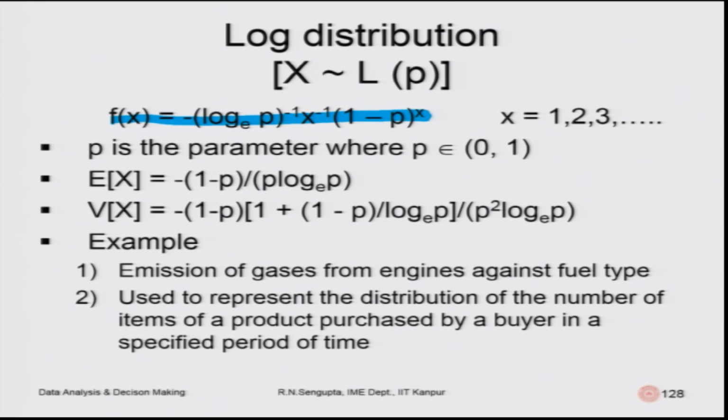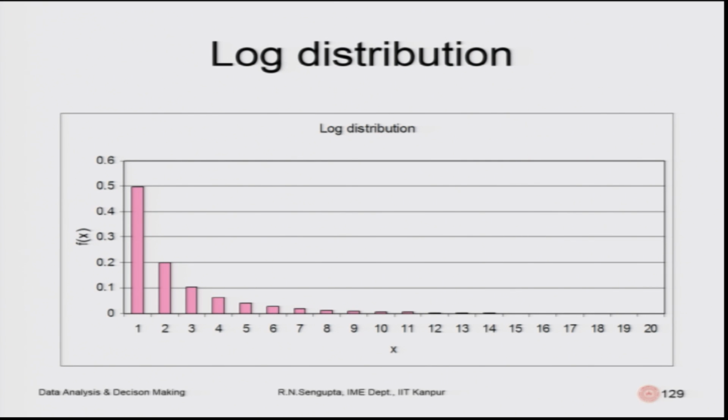So, what are the examples where the log distributions are used? Do not confuse this with the log normal distribution which you are going to do later on; it is log distribution only. Examples are emission of gases from engines against fuel type, where you want to find out the emissions and you can use the log distribution. They are also used to represent the distribution of the number of items of a product purchased by a buyer in a specified period of time. Based on that, you can use log distribution for our case. The log distribution for some specific values looks like this, where on the x axis you have the realized values and along the y axis you have the PMF.